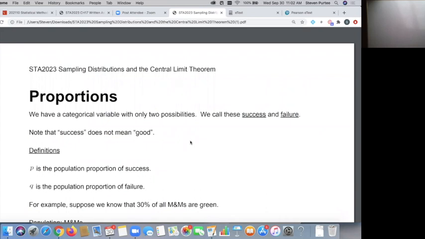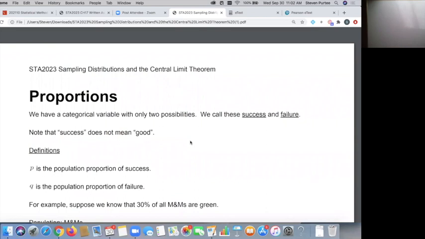Usually we call the one success that is the one we're trying to study. So please keep in mind that success doesn't necessarily mean good. Like if you're studying a new drug and you want to know, does this drug kill people? Then success would be the drug killed people, because that's what you're trying to study. And there are only two possibilities. Yes, it killed them, or no, it didn't.